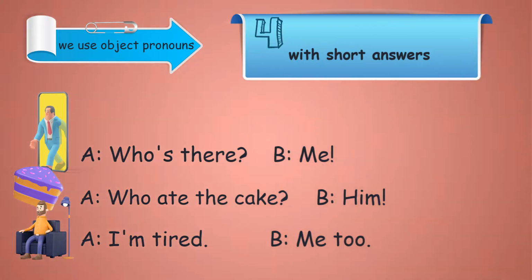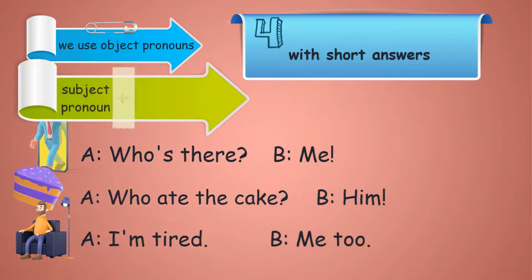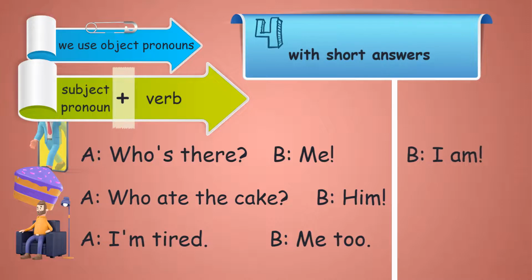With short answers, we can also use a subject pronoun plus a verb. This sounds a bit more formal than the object pronoun. Who is there? I am. Who ate the cake? He did. Because the tense is past simple, we use the auxiliary verb which is used for past simple. I'm tired. I am too.